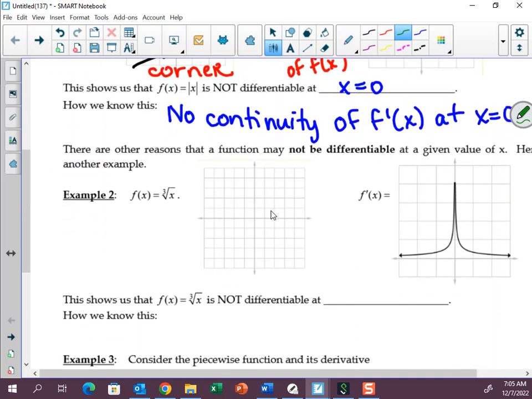Cube root of x is another one, and I'm going to really overgraph. If you graph a cube root of x on a graphing tool and you zoom in on it, you're going to see something that looks more like that. I'm going to try that a little better. Okay.